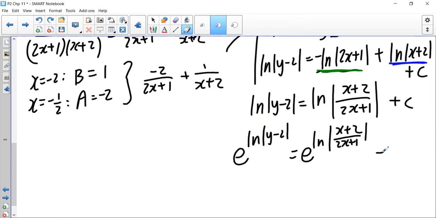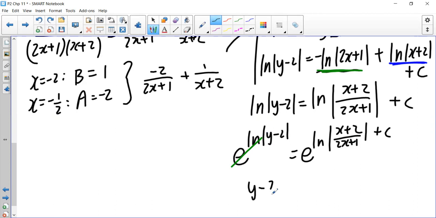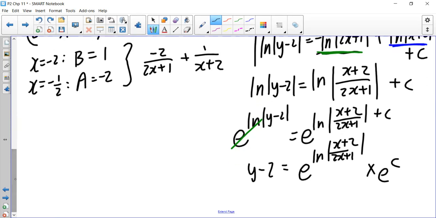Then we take e to the power of both sides. Next, e and ln cancel out here. The right-hand side, I asked you to write out separately first, so it will be e to the power of ln |x plus 2 over 2x plus 1| times e to the power of c. Now there's no c term in the power, so we can safely cancel the e and ln step by step. y minus 2 equals x plus 2 over 2x plus 1. The modulus sign can go, and then we can times it by a.